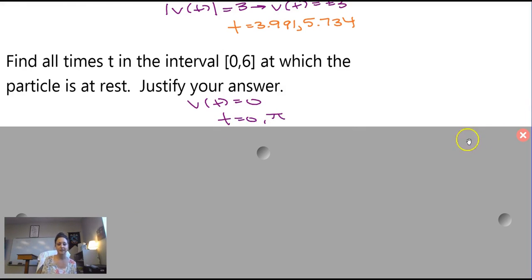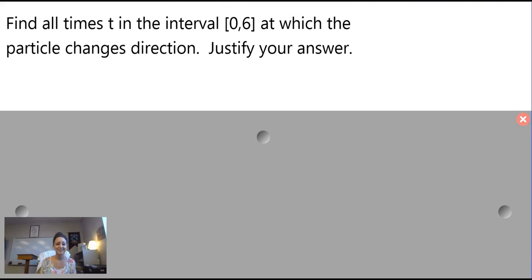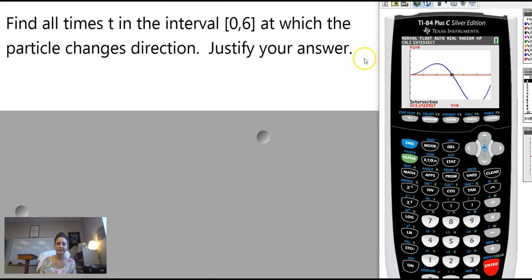My justification is actually simply showing this equation here. So since I showed that equation, that is all I need. Just be sure that you don't just throw in an answer, okay? But it's 0 and pi since v of t is 0 there. Okay, so this next one says find all times t in the interval 0 to 6 at which the particle changes direction. Justify your answer.